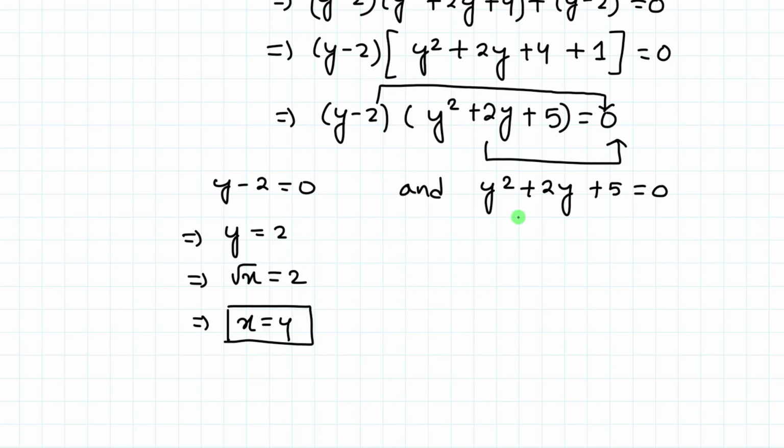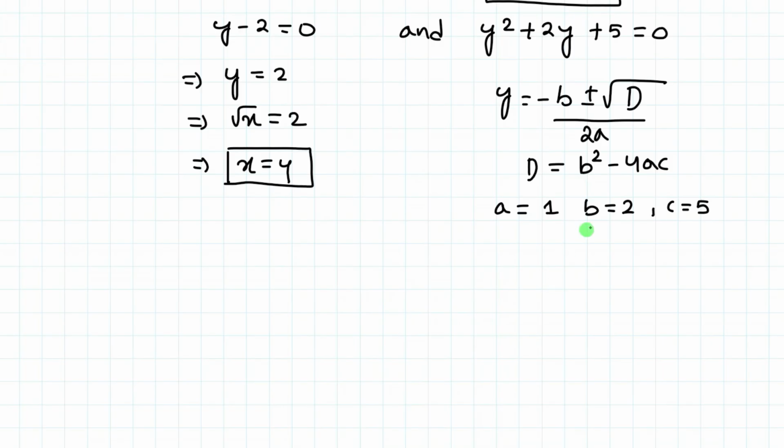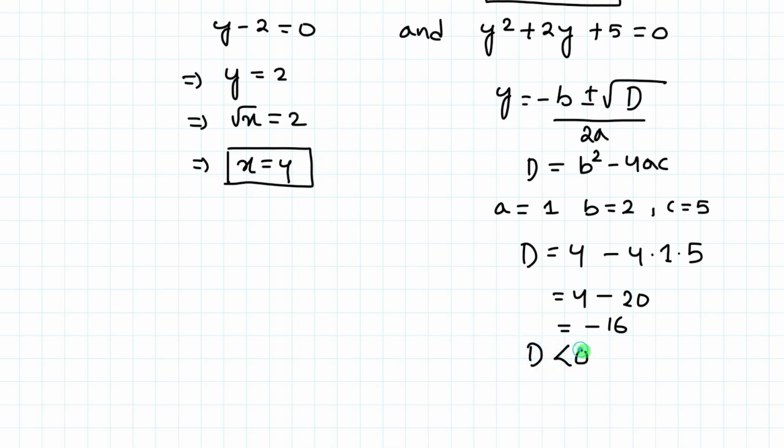In order to find the value of y here, we need to apply the quadratic formula. So y equals minus b plus or minus root d, where d is the discriminant, divided by 2a. The discriminant d equals b square minus 4ac, where a, b, c are the coefficients of the quadratic equation. So a equals 1, b equals 2 and c equals 5. Putting these values into the discriminant first, d equals 4 minus 4 multiplied with 1 multiplied with 5, so 4 minus 20, which gives minus 16. As you can see, the discriminant is less than 0, so we will get the value of y as an imaginary number.